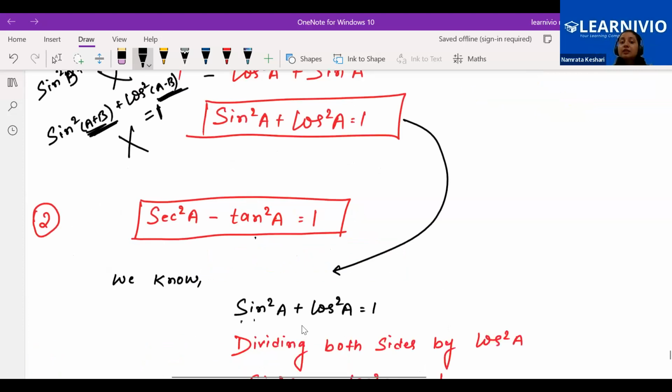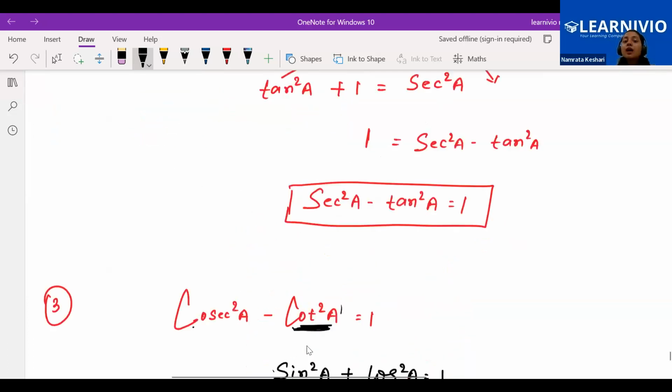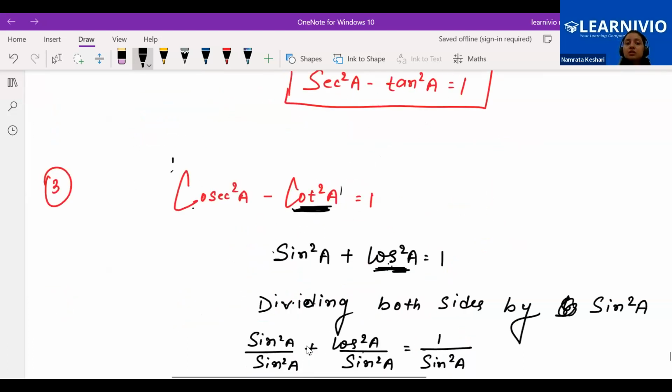Similarly, for the other identities also, there is only one condition which we have to be specific about, and that is the angle. In this identity, the angle has to be the same. For sec and tan, the angle has to be the same. Whatever is sitting with this trigonometric ratio, we call it the angle. It will always reflect the angle. So this angle has to be the same. That is the only thing we have to be careful with in all the identities. So these are the 3 identities.